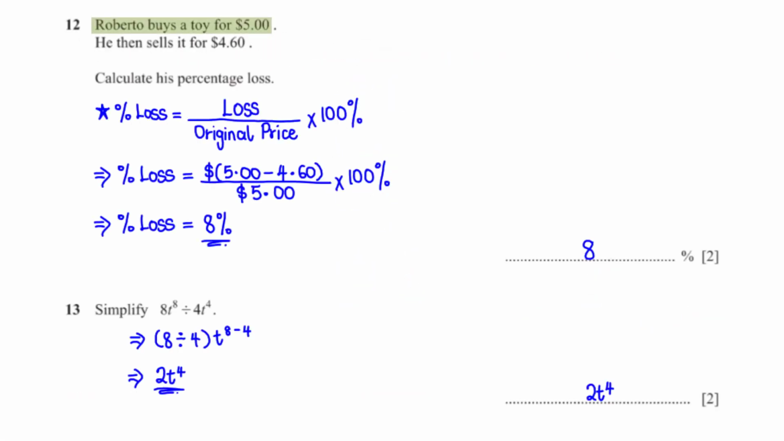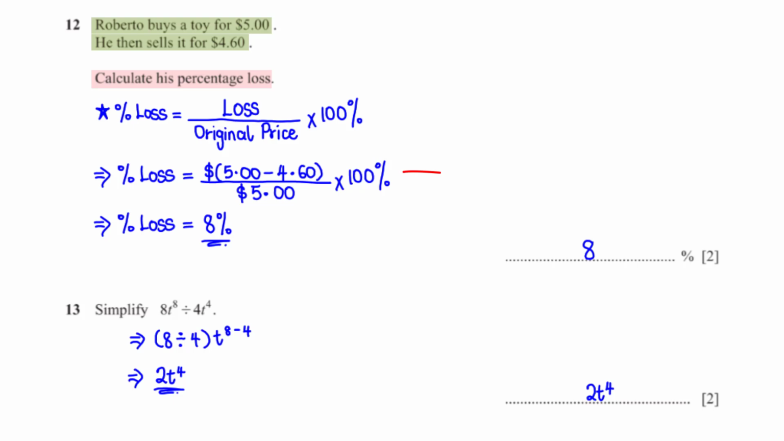Roberto buys a toy for $5. He then sells it for $4.60. Calculate his percentage loss. The percentage loss is equal to the loss, which is the difference between the selling price and the original price, divided by the original price times 100%.